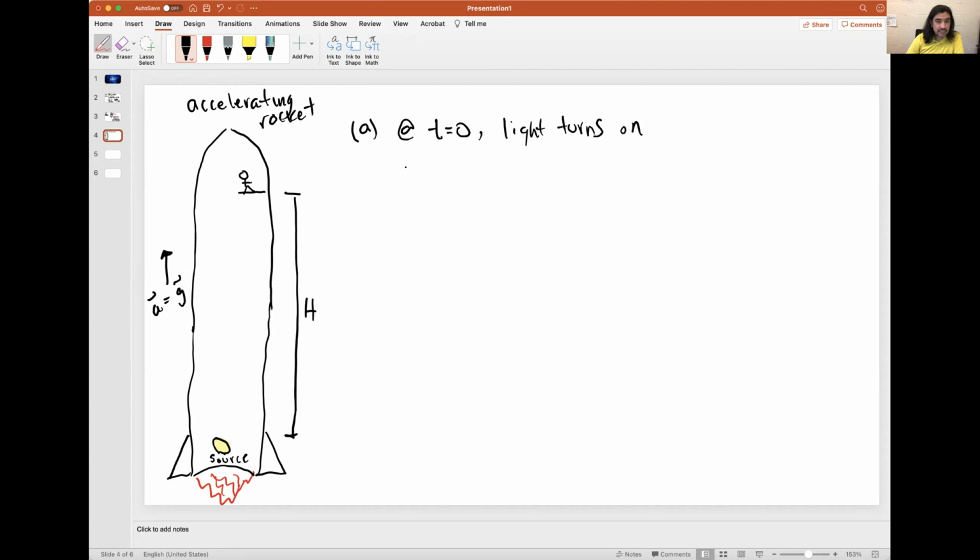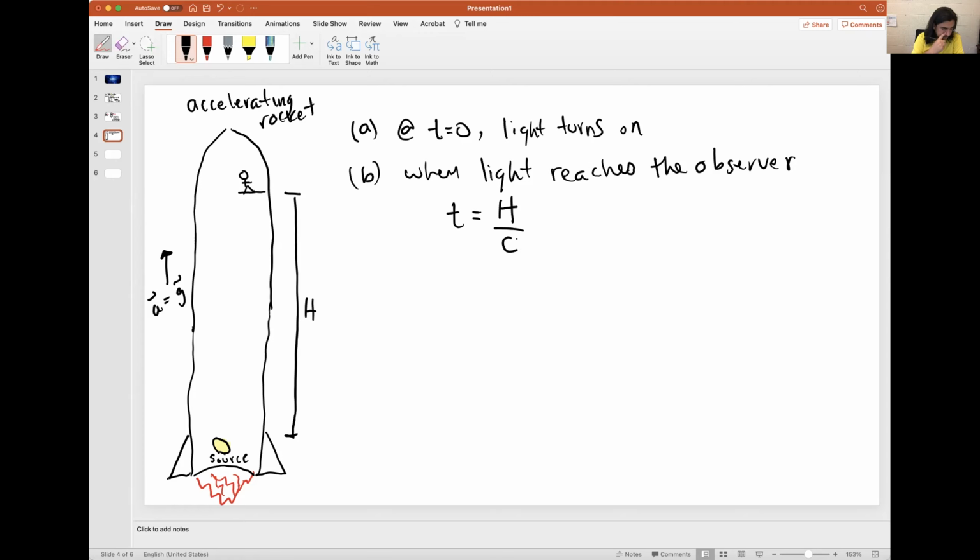So how much time, let's say that at B is when light reaches the observer. So what we have to figure out is how much distance is traveled, right? And we know that the time is going to be the distance traveled divided by the velocity. This is light, so we can assume the speed of light right here. Questions so far?